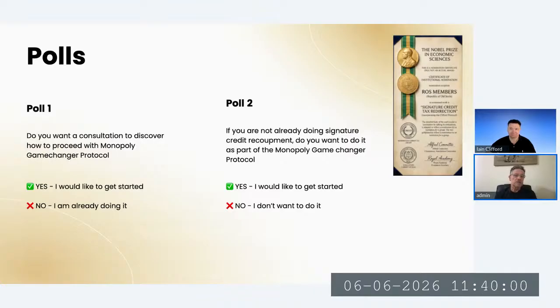So let's just hide that one. And we'll go back to the second poll, which is, if you're not already doing signature credit recoupment, do you want to do it as part of the Monopoly Game Changer protocol? So yes, I would like to get started. No, I do not want to do it. Let me start that poll.